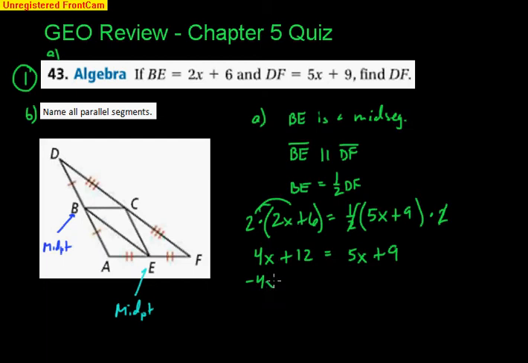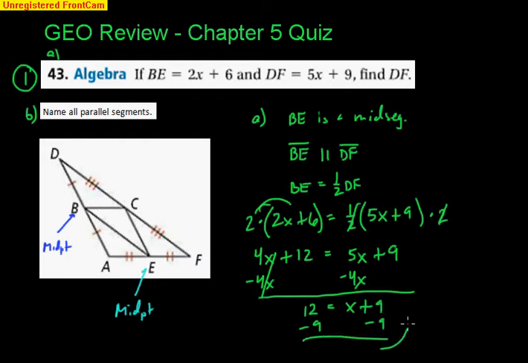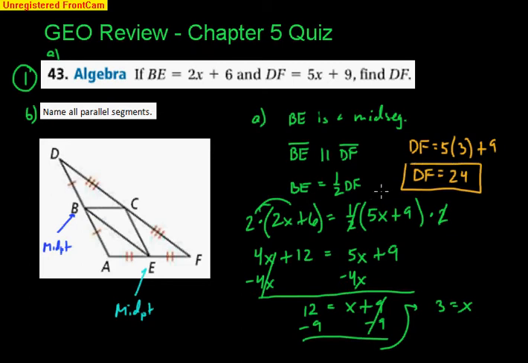I'm going to then subtract 4x from both sides to get the x's combined. The 4x's cancel here. 12 equals x plus 9, and then we'll subtract 9 from both sides. And over here, I get 3 equals x. So there's the value of x. So to find DF, I'm going to plug in x. DF is 5 times 3, which is the value of x, plus 9. That is 15 plus 9, which is 24. There's the value of DF.